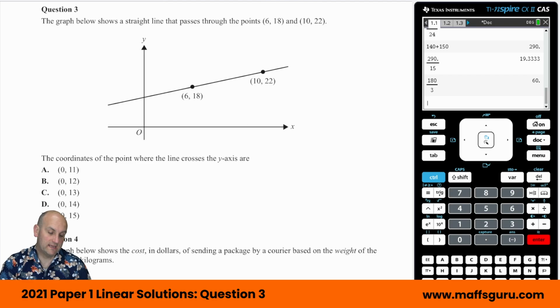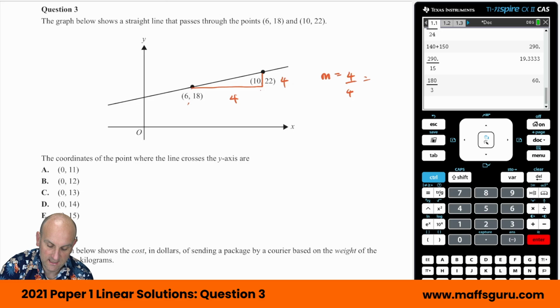The graph below shows a straight line that passes through the points 6, 18 and 10, 22. The coordinates of the point where the line crosses the y-axis are. Again, there's probably lots and lots of ways of doing this. What am I going to use? I am going to use y equals mx plus c. I don't normally use y equals mx plus c, but I'm going to use that for my gradient. So I know it starts at 6 and goes to 10, so it has a horizontal distance of 4. It goes 18 to 22, which is a vertical distance of 4. And so the gradient of that is equal to 4 on 4, which is 1.